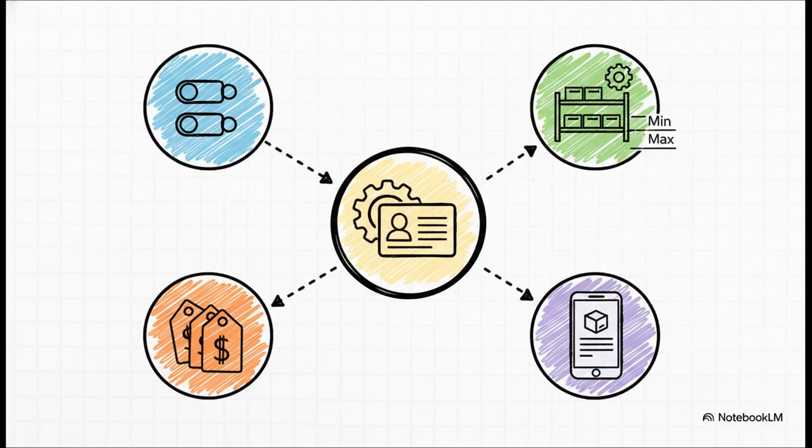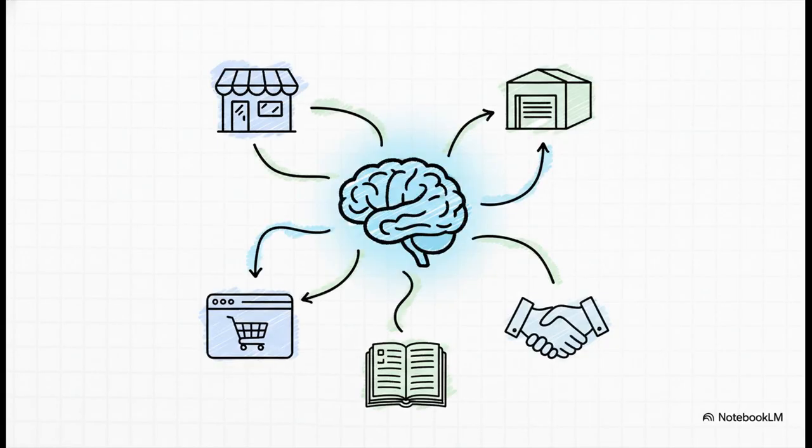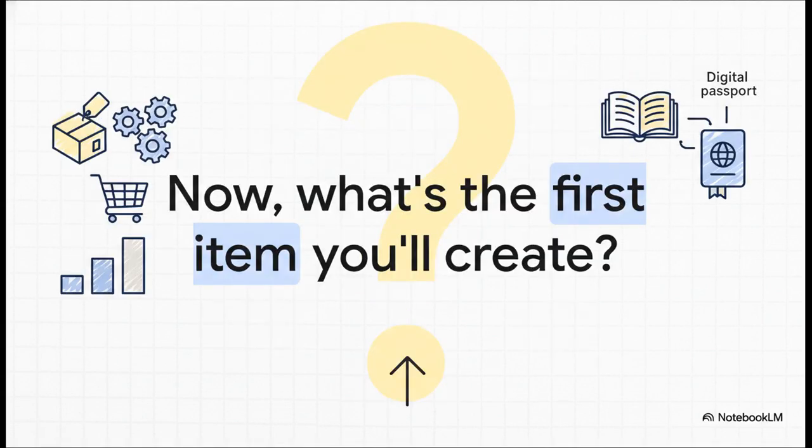You now understand the power of the Item Master. And really, that's what it all comes down to. This isn't just some boring database. A well-managed Item Master is the brain of your entire business. It's the central command that tells every other part of your system what to do. So with all this at your fingertips, there's really only one question left to ask. What's the first item you're going to create?